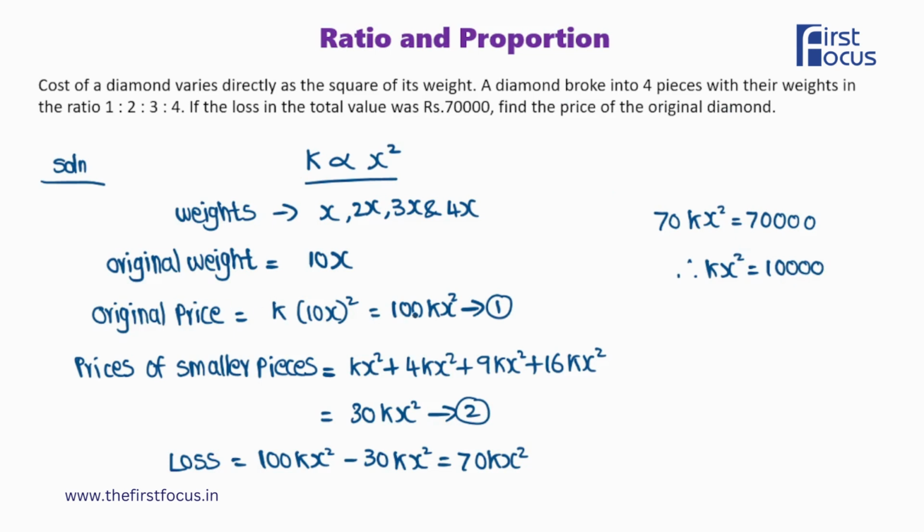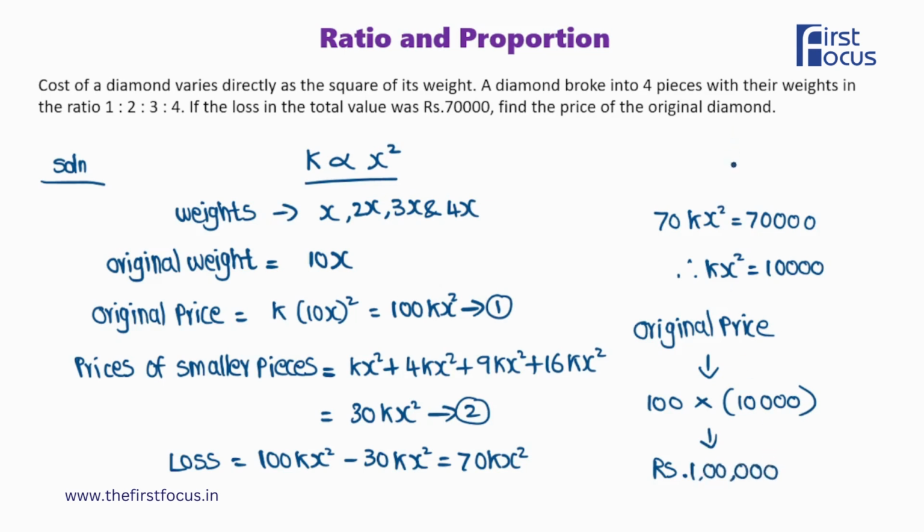We have to find the price of the original diamond. Then the original price of the diamond is equation 1. We have to substitute this value of kx square in equation 1. Then the original price of the diamond be 100 into the value of kx square is 10,000, and so we get the value is 1 lakh rupees. So the price of the original diamond is 1 lakh rupees.